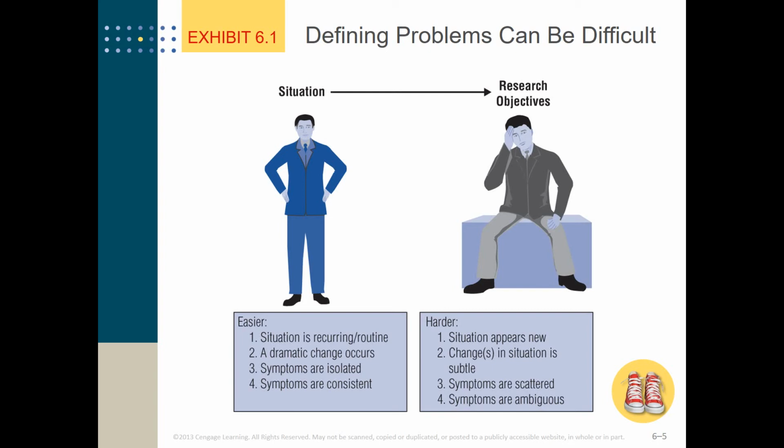The last point is if symptoms are consistent, then it is easier to define a problem. However, if symptoms are ambiguous, then problem definition may be difficult. For example, let's say a supermarket experiences higher customers, higher sales, and higher profit. Then symptoms are consistent, results are consistent. Or they find that their customers decline, sales decline, profit declines. Consistent. However, if a supermarket finds that their number of customers increases, sales increases, but profit declines, then defining a problem might be difficult.